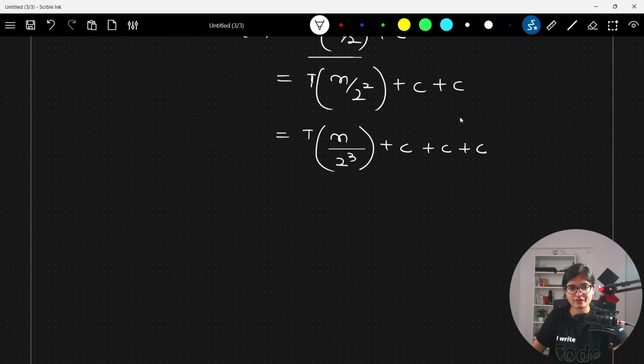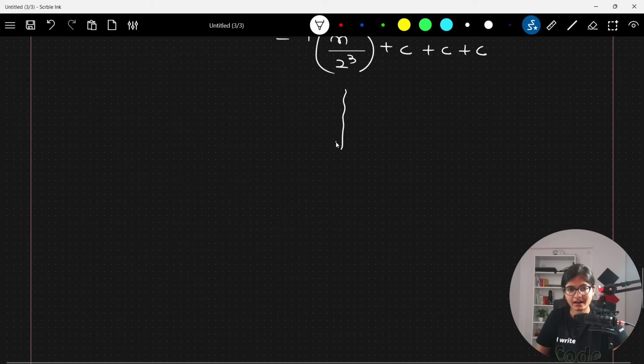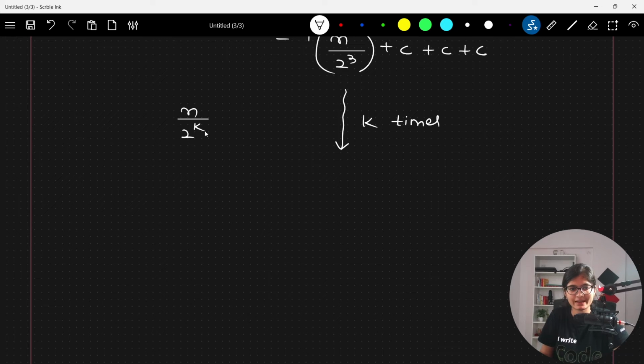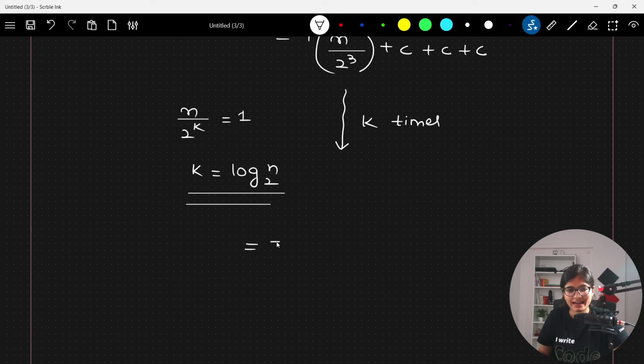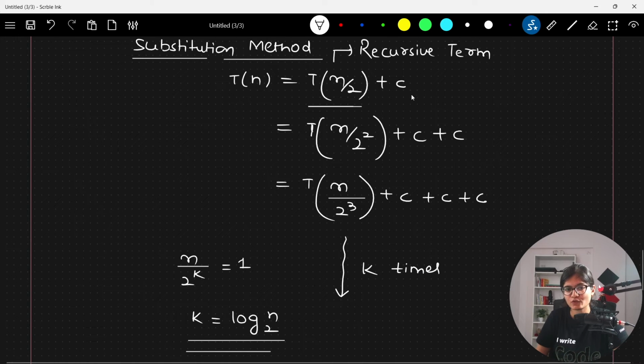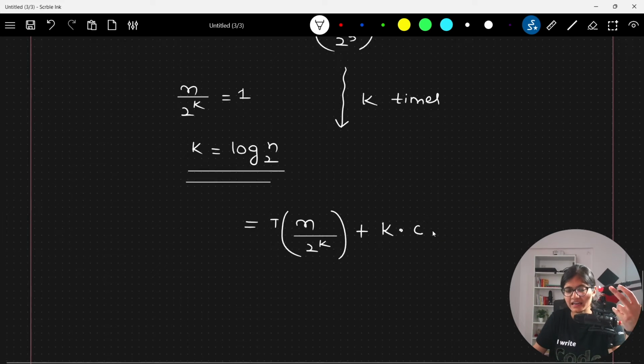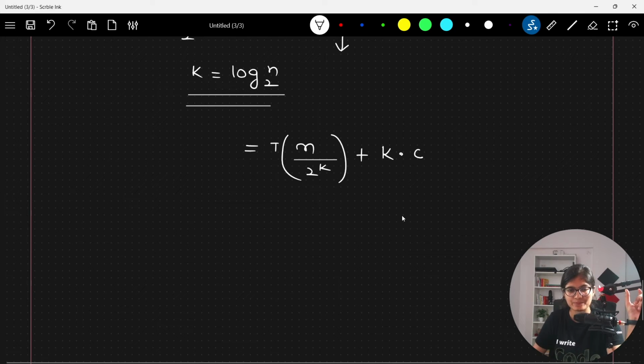So here if you observe, if I repeat the same task k times, where the value of k is such that n by 2 to the power k is equal to 1, so the value of k will be equal to log of n base 2, right? So what I will be able to get is T of n by 2 to the power k plus k times c. Because if you observe, when the value is 2, we will be getting 2c. When the value is 3, we will be getting 3c. So when we repeat the same task k number of times, we will be able to get k into c. So now the value of k will be equal to log of n base 2.